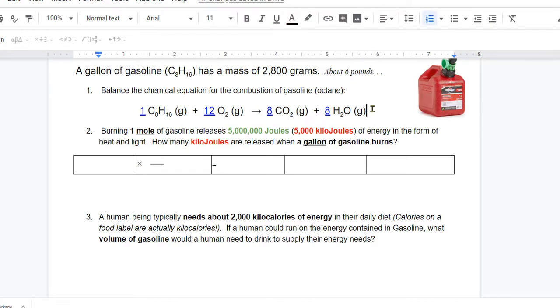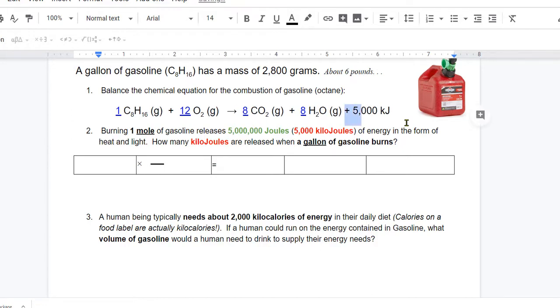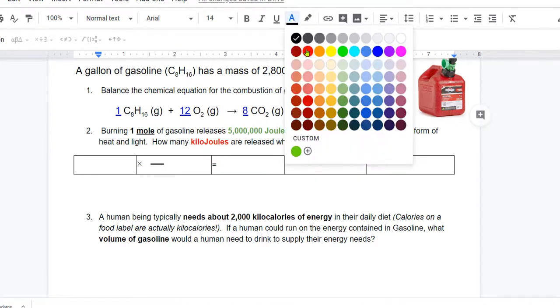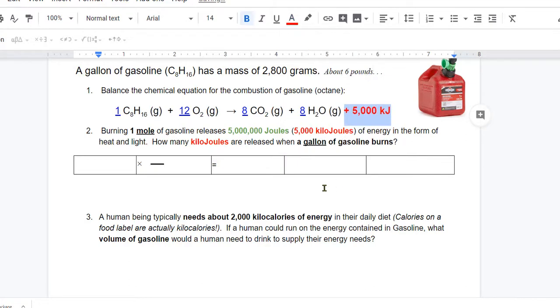Now here, we can think that this energy, this heat, is a product of the reaction. So it will be useful to go to the actual chemical equation and put in this number, 5,000 kilojoules. Make it red. Maybe make it bold. So it stands out as important. This reaction, when you burn the gasoline, makes CO2 not useful, makes water a little bit useful, makes 5,000 kilojoules of heat. That's very useful. That's why humans burn gasoline.